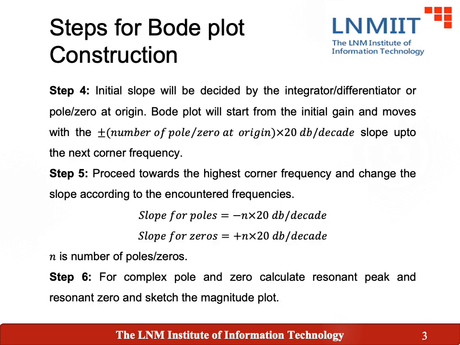After calculating the initial value, we will look to find out whether any zero or pole exists at your origin or not. If there are any poles or zeros at your origin, then in the case of a pole, after the initial point, your magnitude will start decreasing at the rate of minus 20 dB per decade.